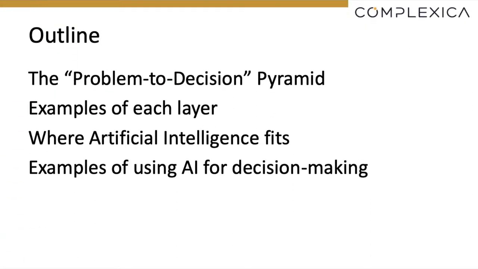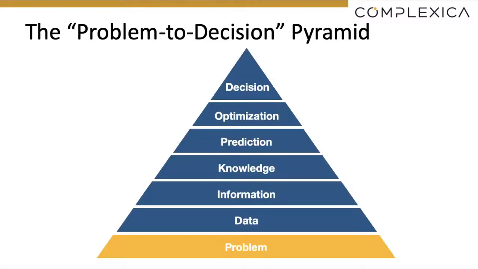In this video, we'll talk about the problem to decision workflow. We'll present it as a pyramid. We'll provide an example of each layer and also create definitions and separations between things that are typically confused or blended together. We'll show where artificial intelligence fits in and also provide examples of using artificial intelligence for decision making.